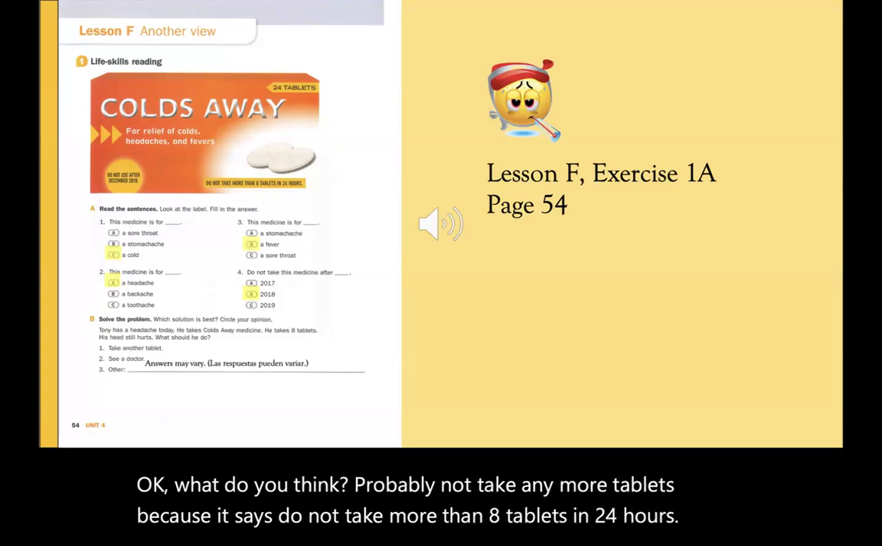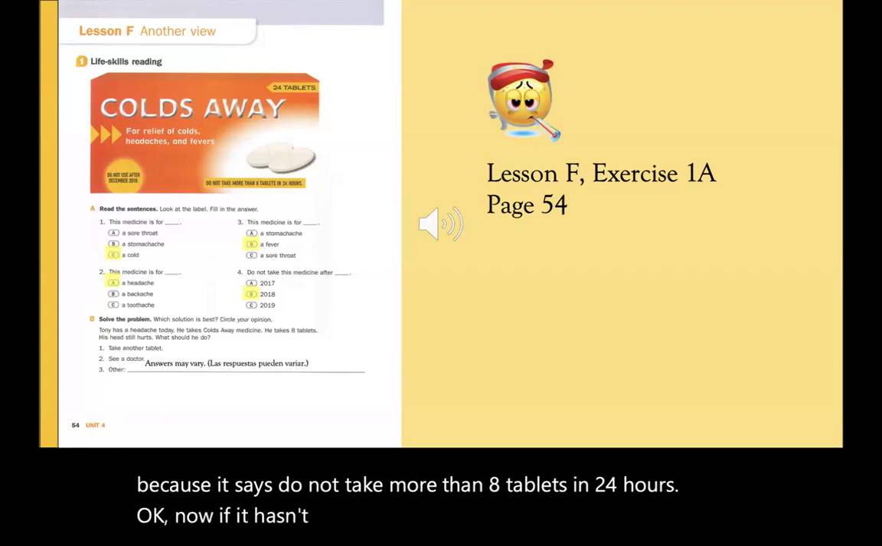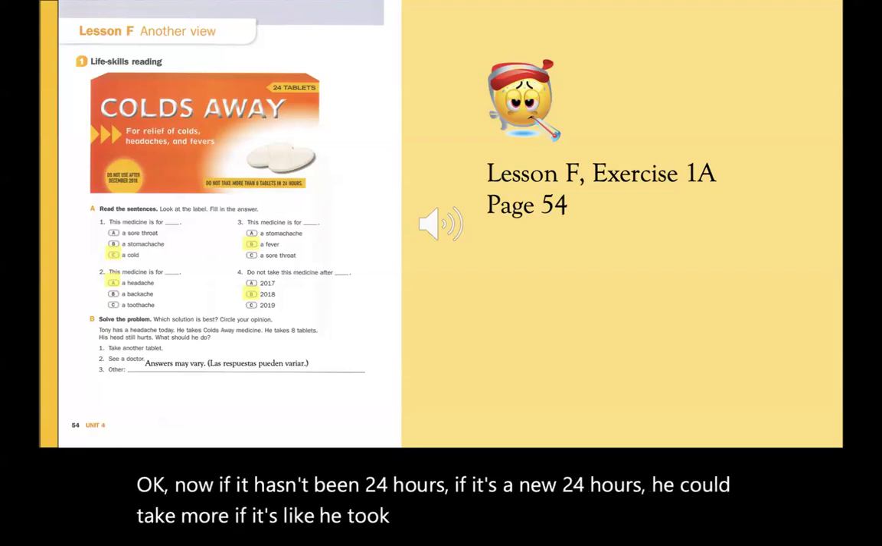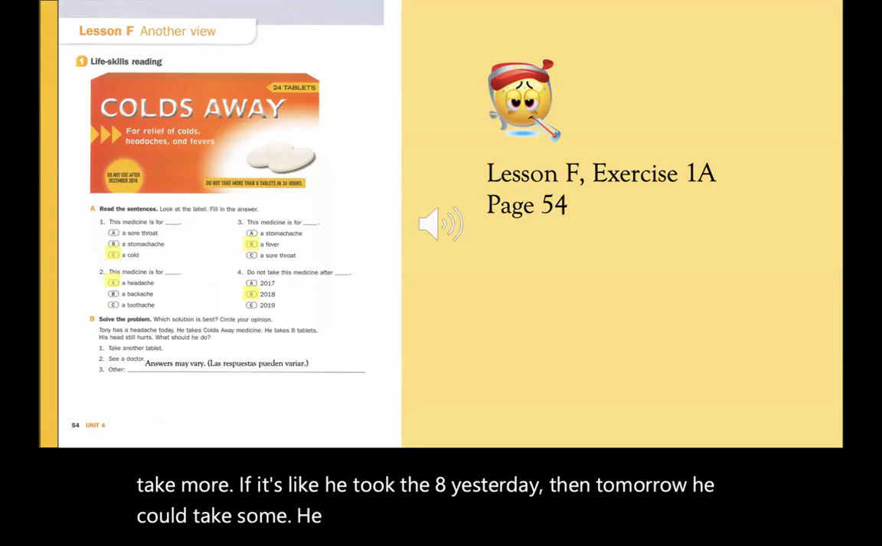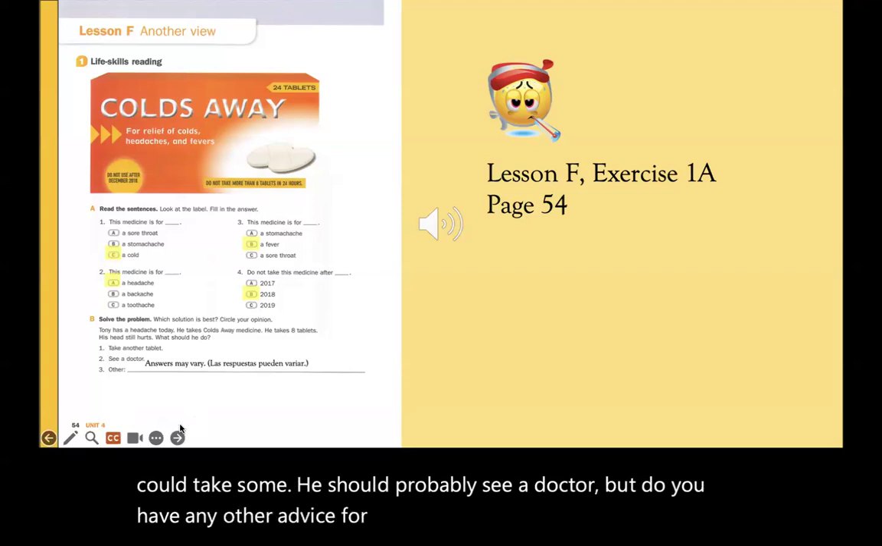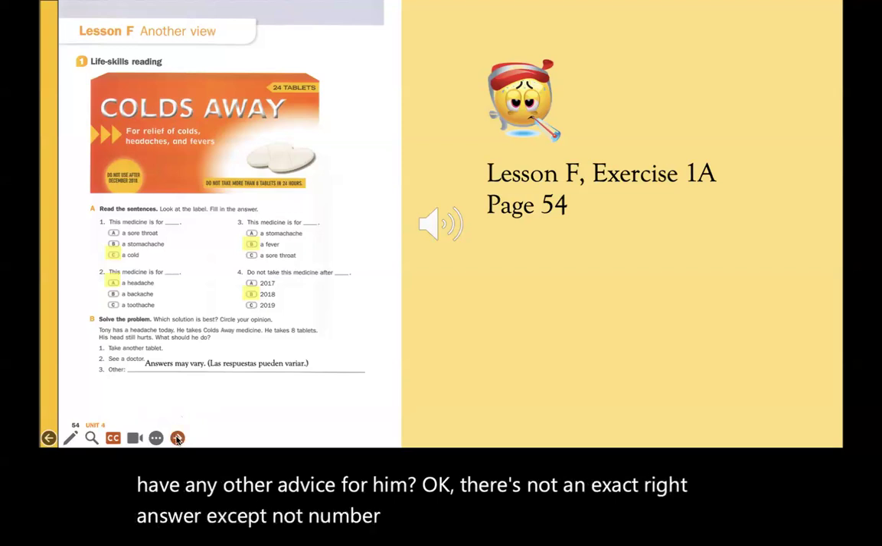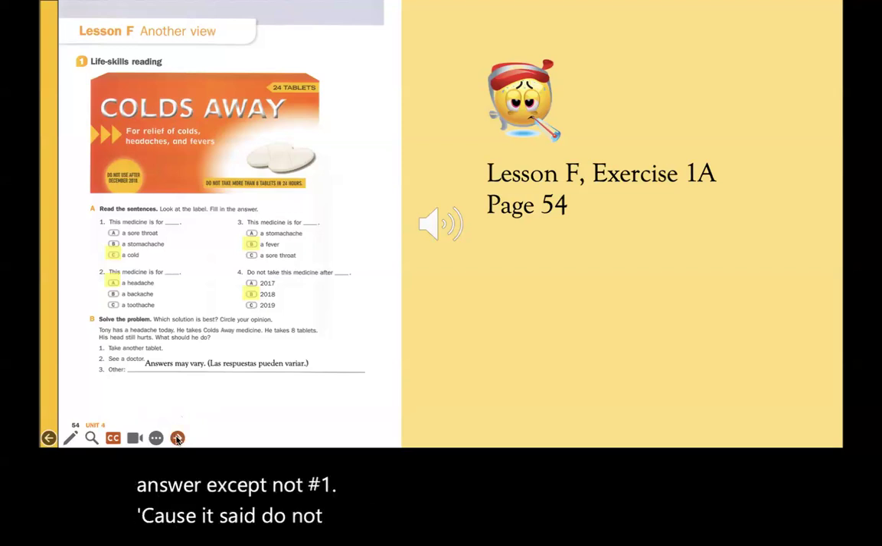Okay, now if it hasn't been 24 hours, if it's a new 24 hours, he could take more. If it's like he took the 8 yesterday, then tomorrow he could take some. He should probably see a doctor, but do you have any other advice for him? Okay, there's not an exact right answer except not number 1, because it said do not take more than 8 tablets in 24 hours.